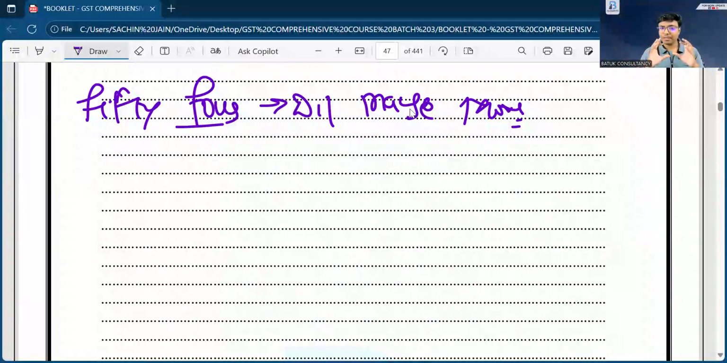Now today, with these two refund scenarios, we'll cover the practical implication of refund: what documents are required to file a refund, how we can file the refund smoothly on the GST common portal, and what the procedure is. This is our practical portion.